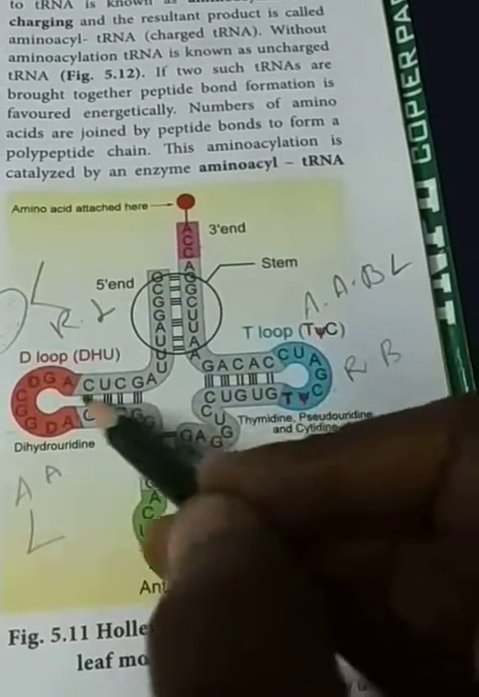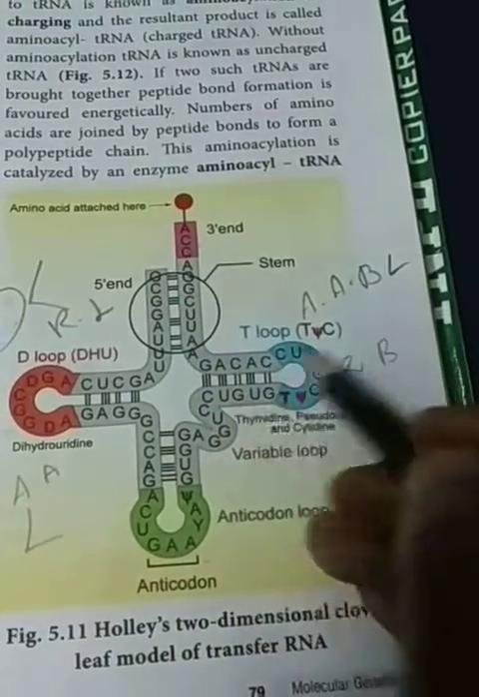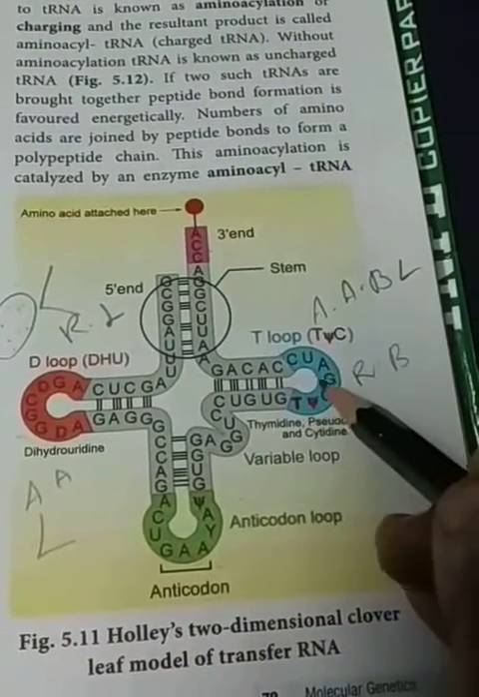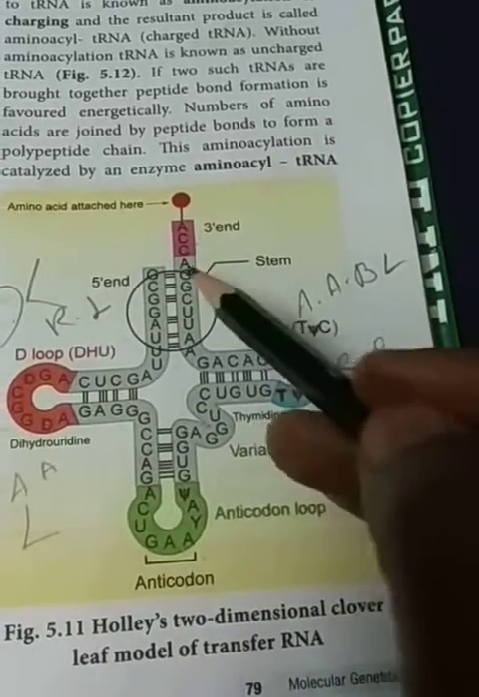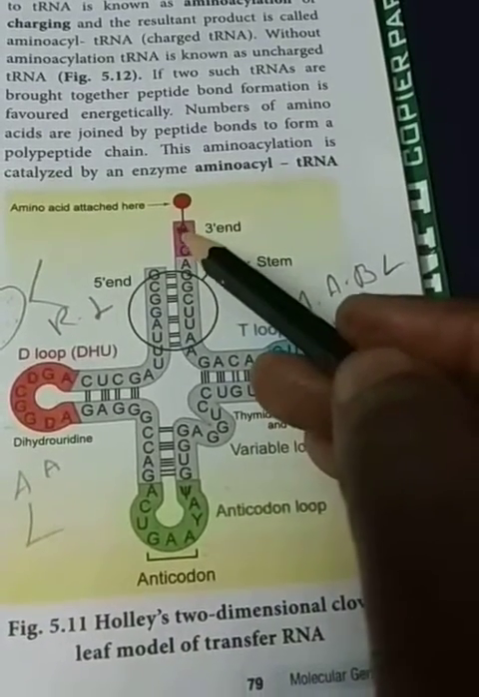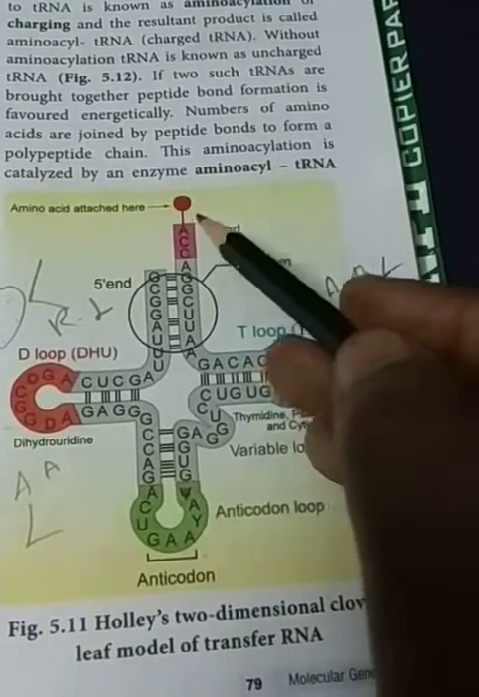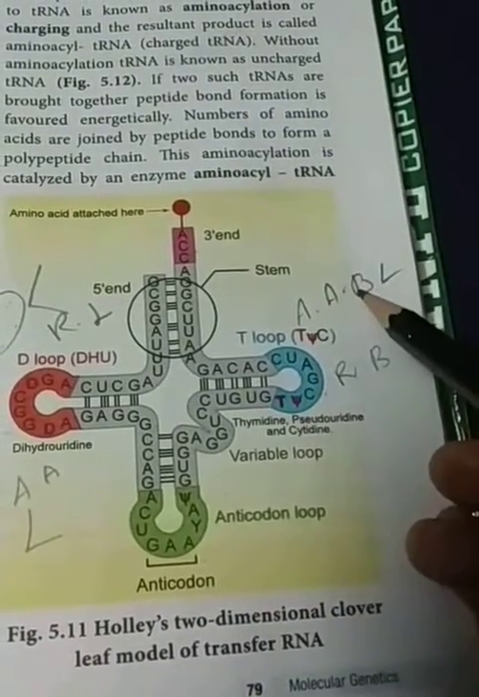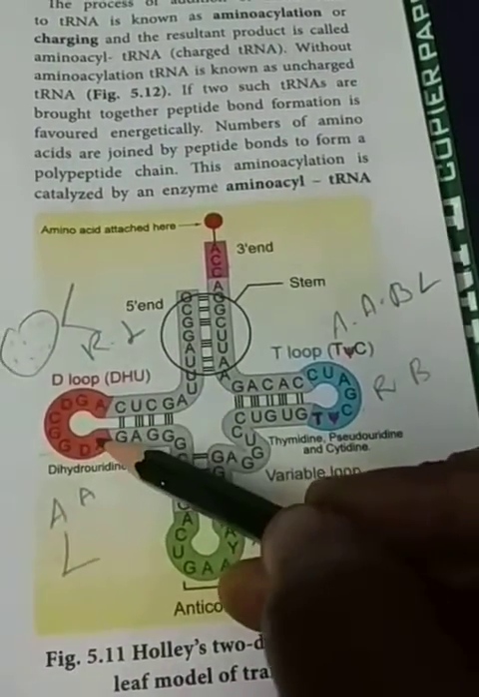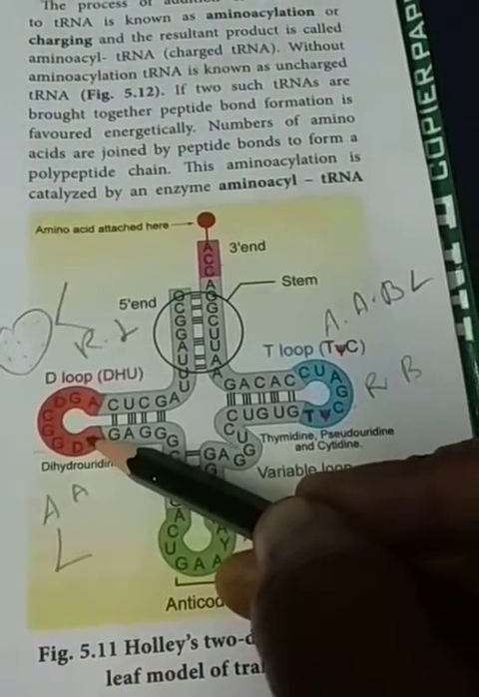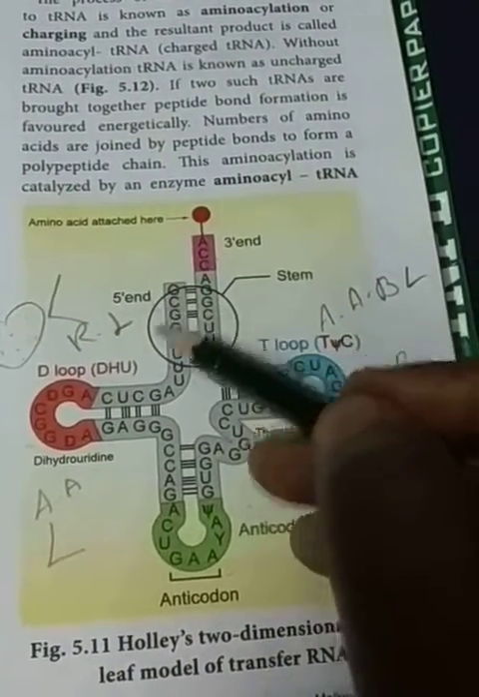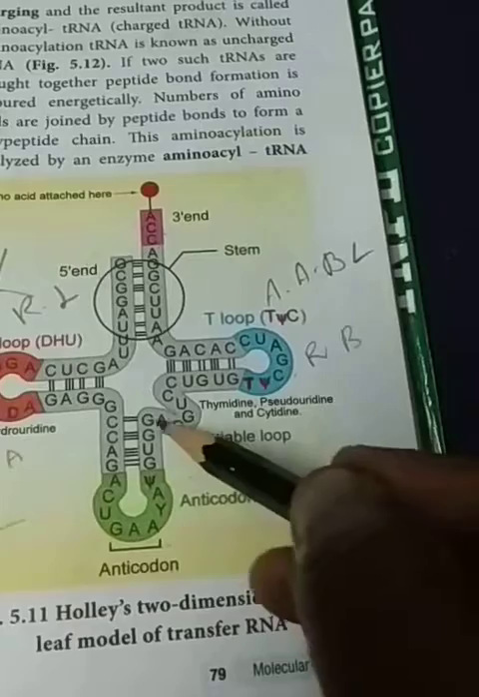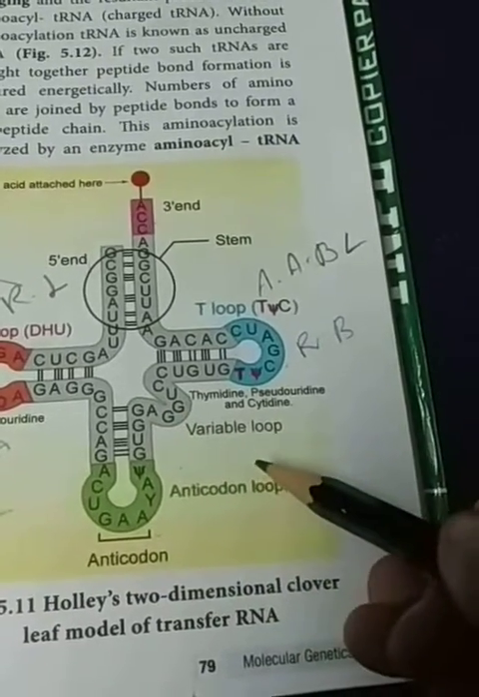Then this cloverleaf structure looks like an inverted L-shaped structure. 3 loops are present. At the starting end, the amino acid acceptor end is present, and one loop there is known as the amino acid binding loop. Then the anticodon loop, then the ribosomal binding loop. Here the ribosome can bind at the end. So 3 loops are present. Then one extra loop is present, known as the variable loop.